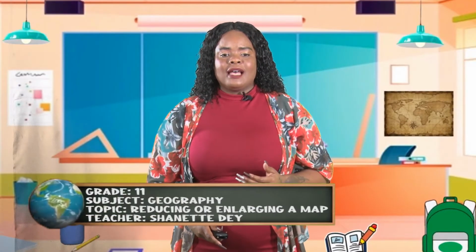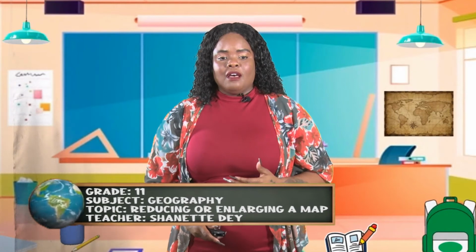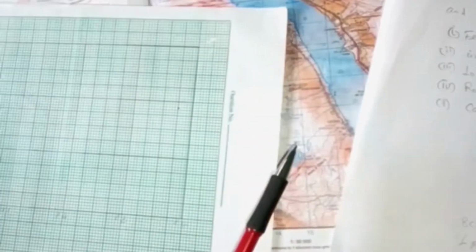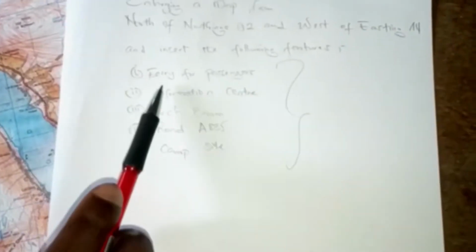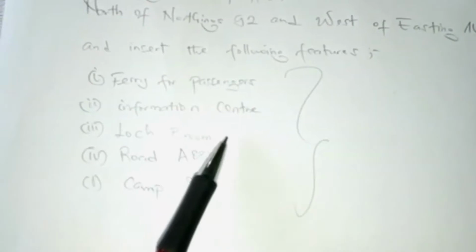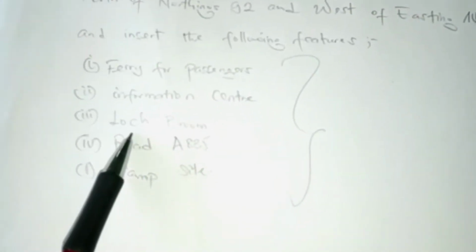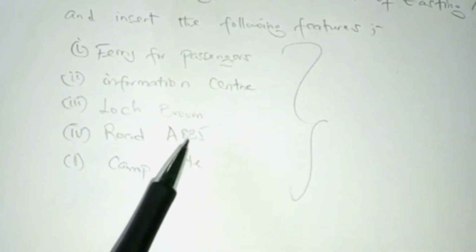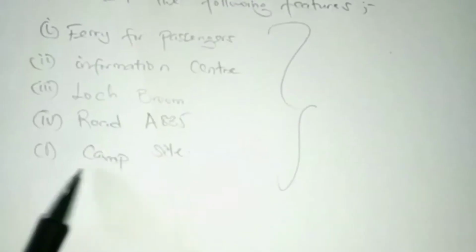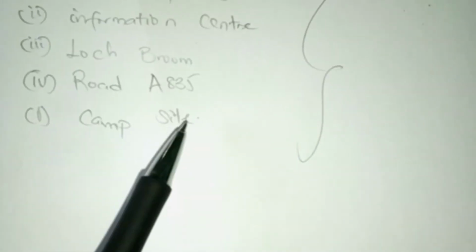Now, let's have a quick look at a video demonstration of reducing a map. Now, having the enlarged box ready, we need to insert some features already given, like the ferry for passengers, information center. We have Large Broom, road A835, and the last one is a campsite.